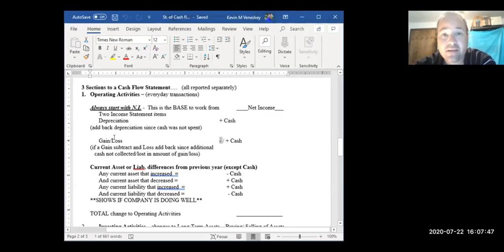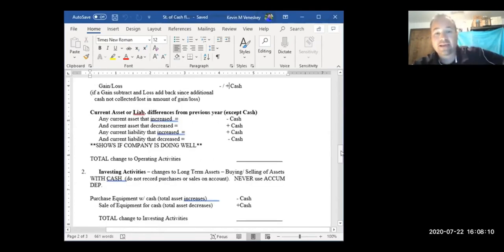Or if there's a loss, that makes your net income go down. If we pretend it's not there, then we just take that loss back out and our net income goes back up. So that's why I have these here: if it's a gain, we take our cash value back down, put it in parentheses, whatever that gain is. And if it's a loss, we add it back in, just like what we did with depreciation.